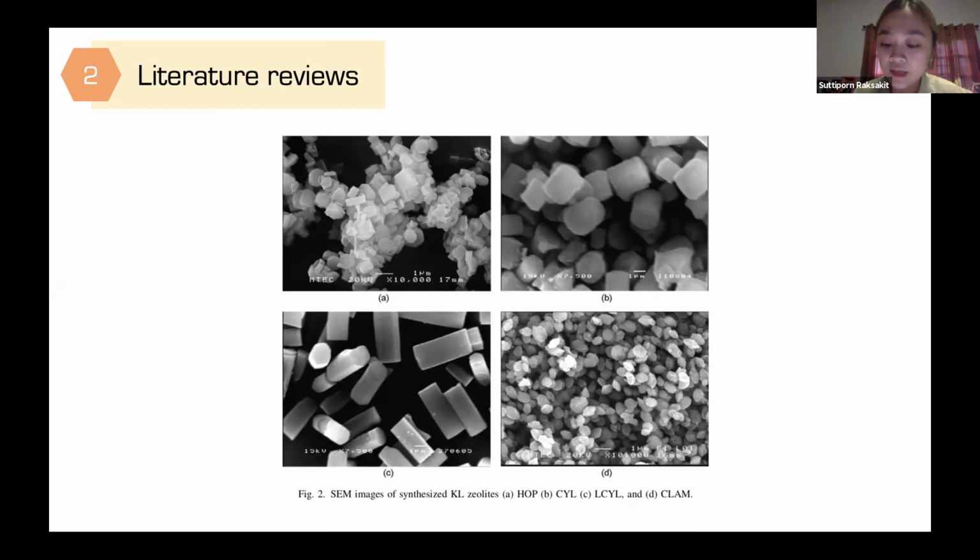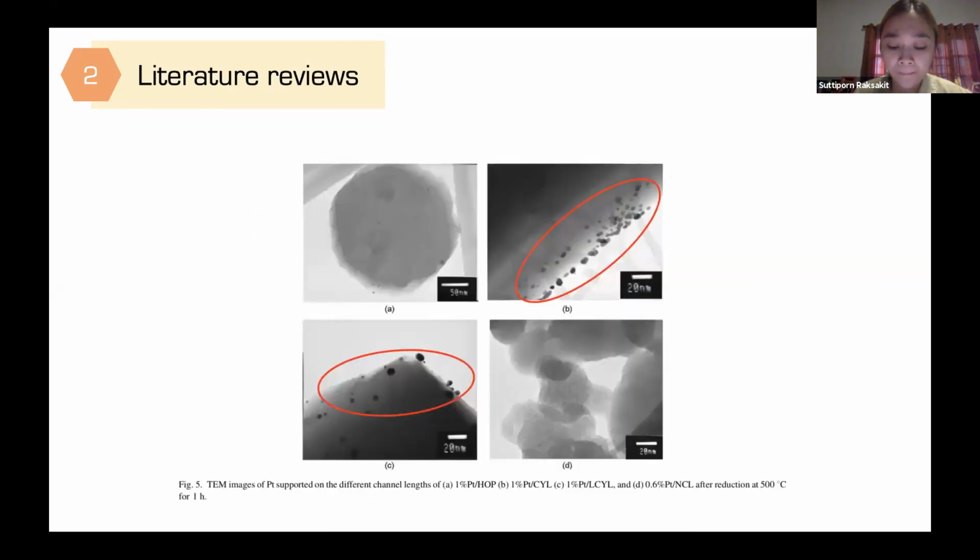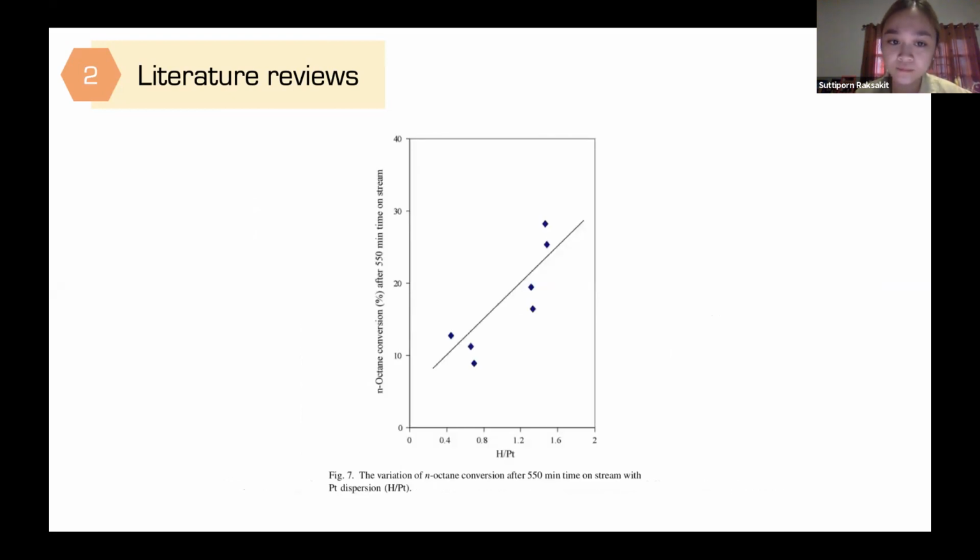This shows the morphologies of the zeolite, where A is hockey puck, B is cylinder, C is long cylinder, and D is disc. You can see that B and C are cylinder and long cylinder, which are long-channel zeolites, resulting in low platinum dispersion. This figure shows that as the dispersion of platinum particles increased, the conversion of n-octane increased, which means the activity depends on the dispersion of platinum particles.